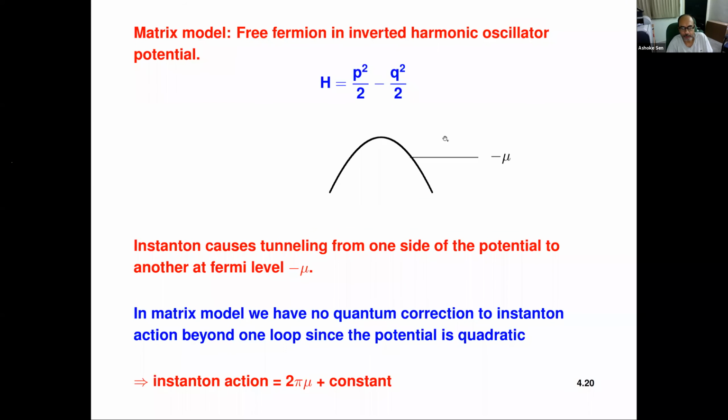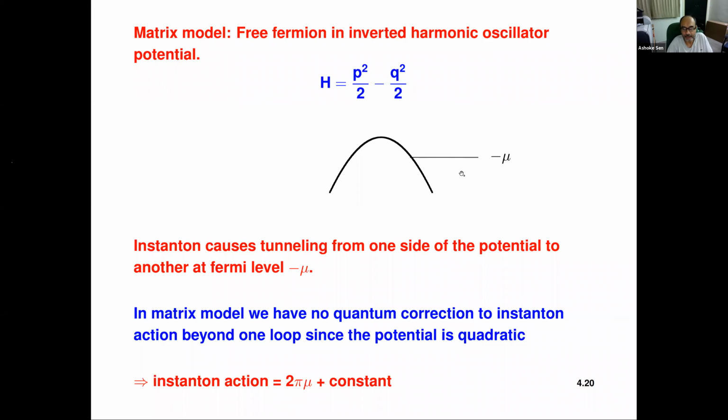So let me say a few words about the matrix model. The matrix model is in fact very simple. It's free fermions in an inverted harmonic oscillator potential. The harmonic oscillator Hamiltonian is given by this. It's inverted, that's why the potential you can see has a negative sign. This has no parameter.